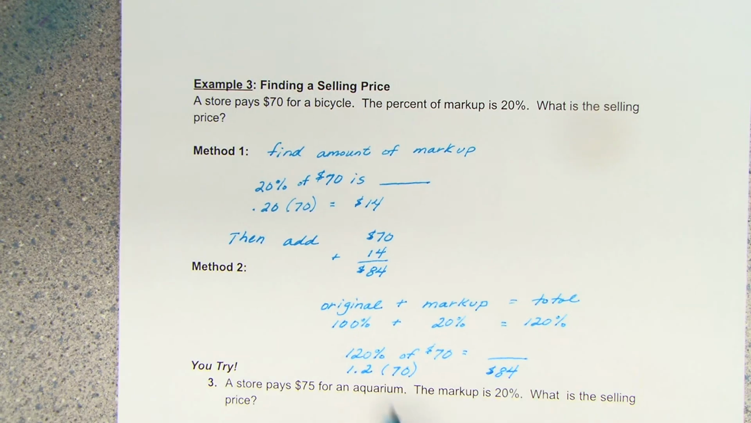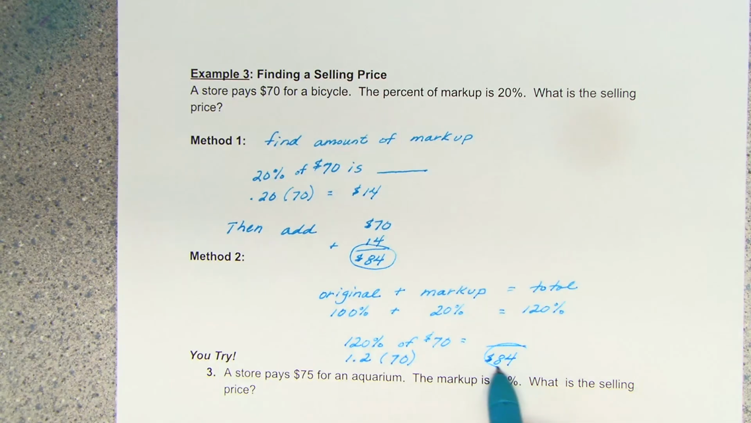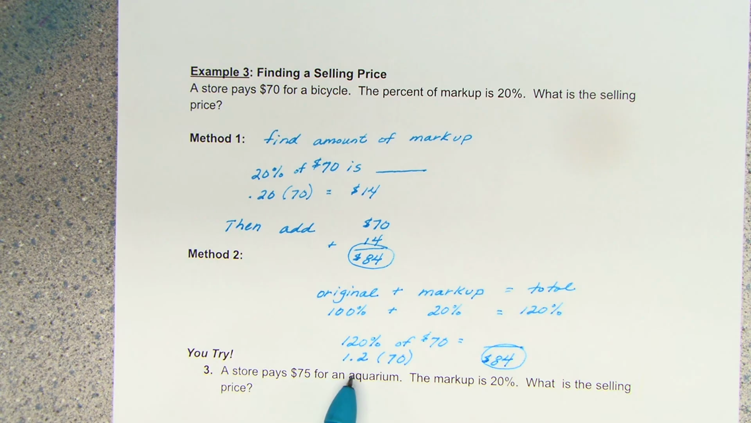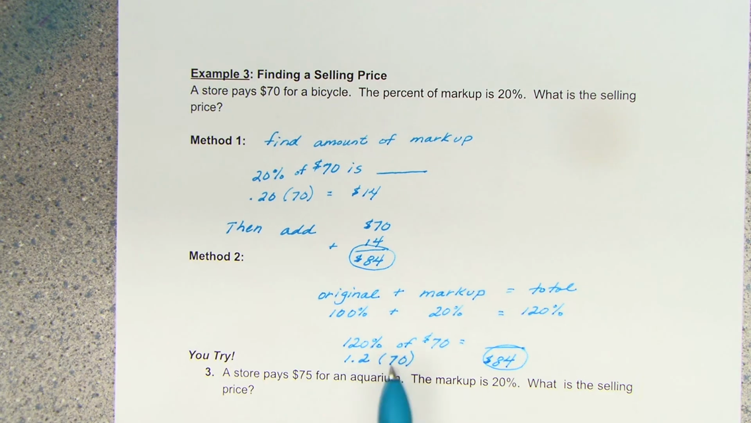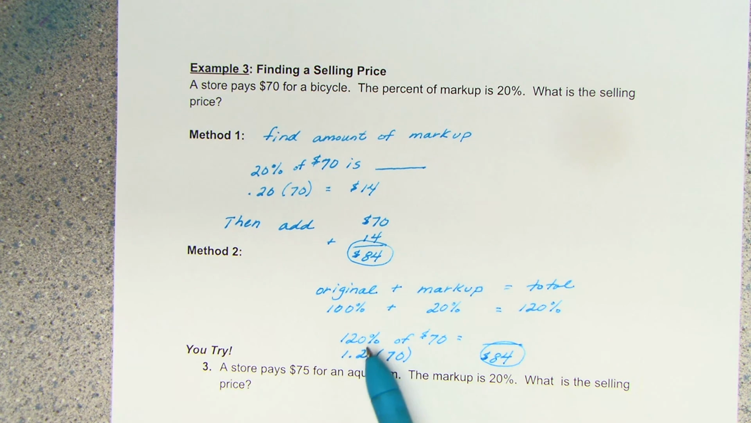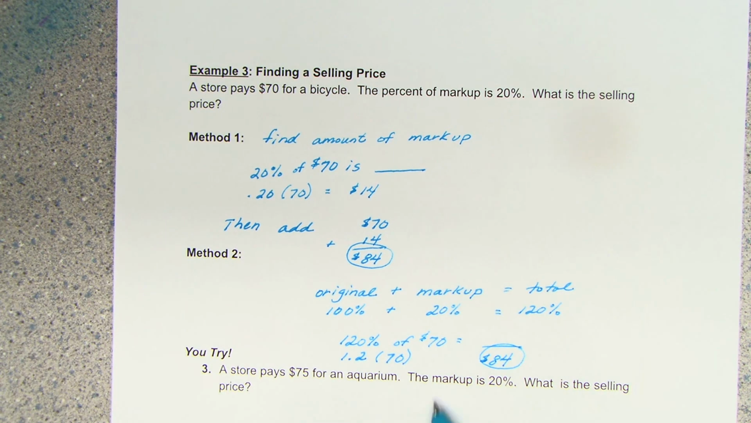All right? So either way, you get the same answer, but method 2 lets you do it in one step instead of 2 steps. You either have to find the amount of the markup and then add it on, or you take the total as a percent, change it to a decimal, and multiply it in one step. Okay, and then you have a Try-it, which you may do either way. And that's the end of your nice short notes.